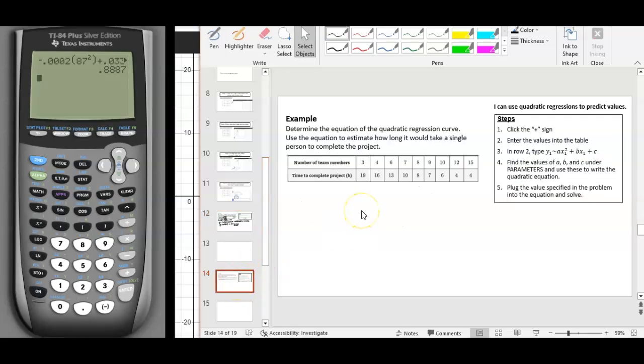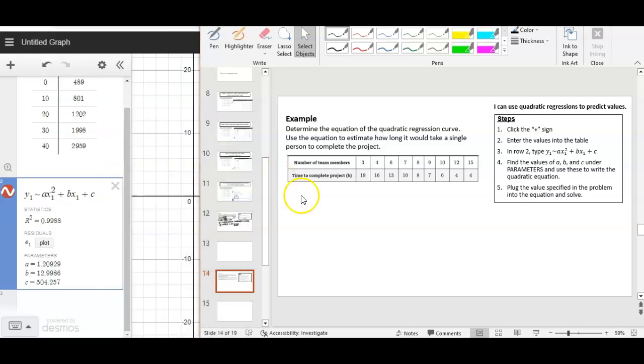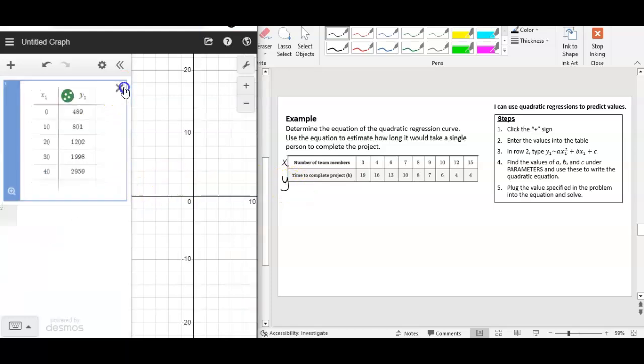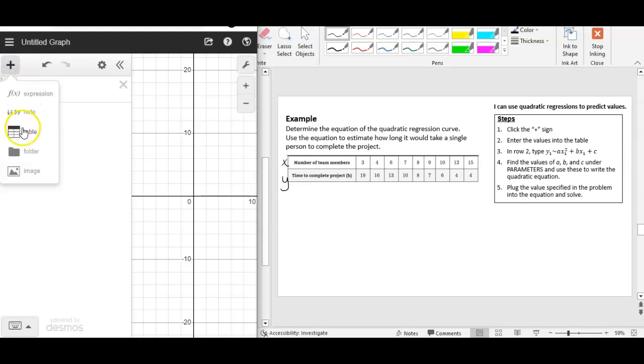So now let's try this problem. It says determine the equation of the quadratic regression curve. Use the equation to estimate how long it would take a single person to complete the project. So we have the number of team members, which gives us an x value, and the time to complete the project, which is the value of y. So I'm going to clear everything out in Desmos and then start all over with a table so I can enter this into my calculator.